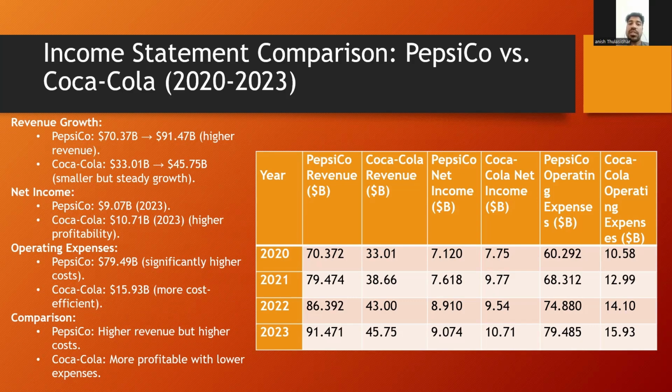PepsiCo consistently earned more revenue than Coca-Cola because it sells not just beverages but also snacks like Lay's and Doritos. This diverse product range helps PepsiCo generate higher sales.